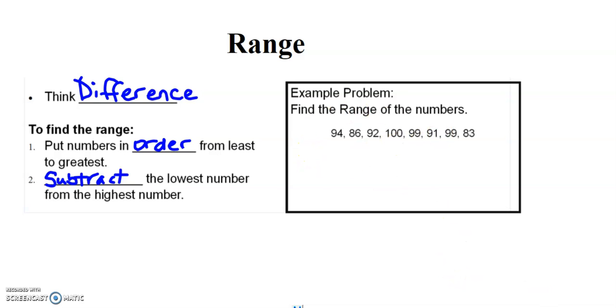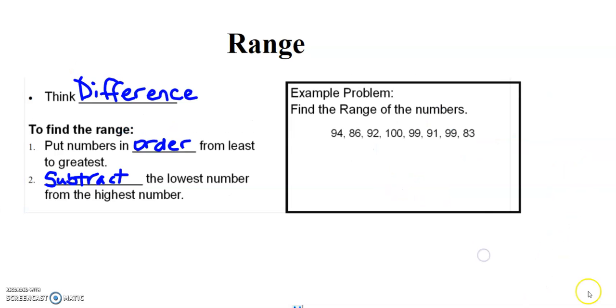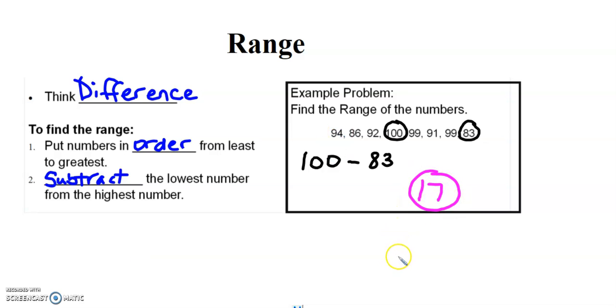I'm going to go back here. Because we already put them in order from least to greatest, I'm going to find my smallest number and my largest. So looking at these numbers, our smallest was 83 and our largest was 100. I'm just going to circle those here, 83 and 100. That was our large and small. So you're going to take the larger one and subtract the smaller one. So 100 minus 83, and your answer is going to be 17. So my range, my spread from the smallest to the biggest, is 17.